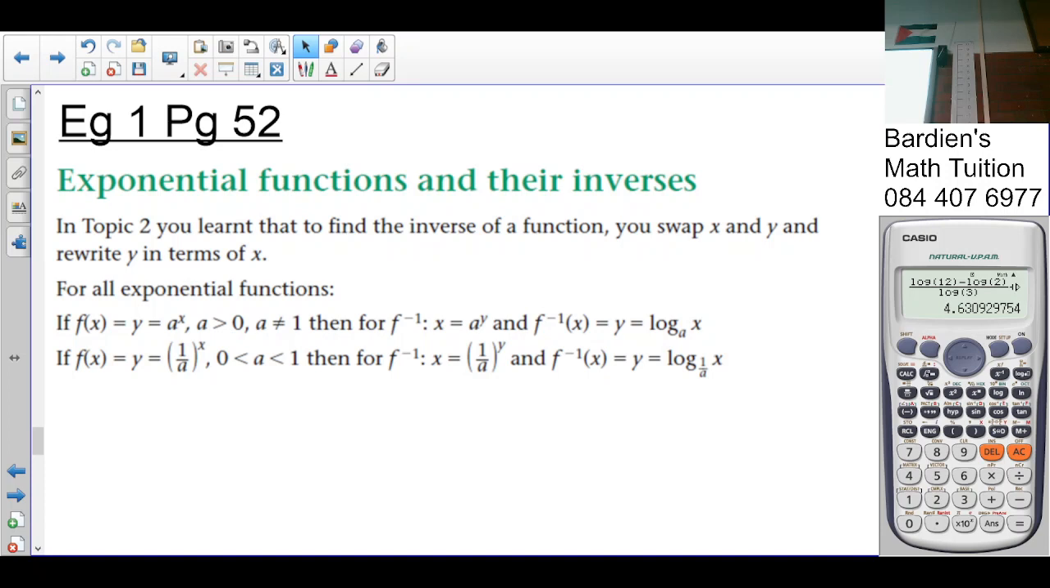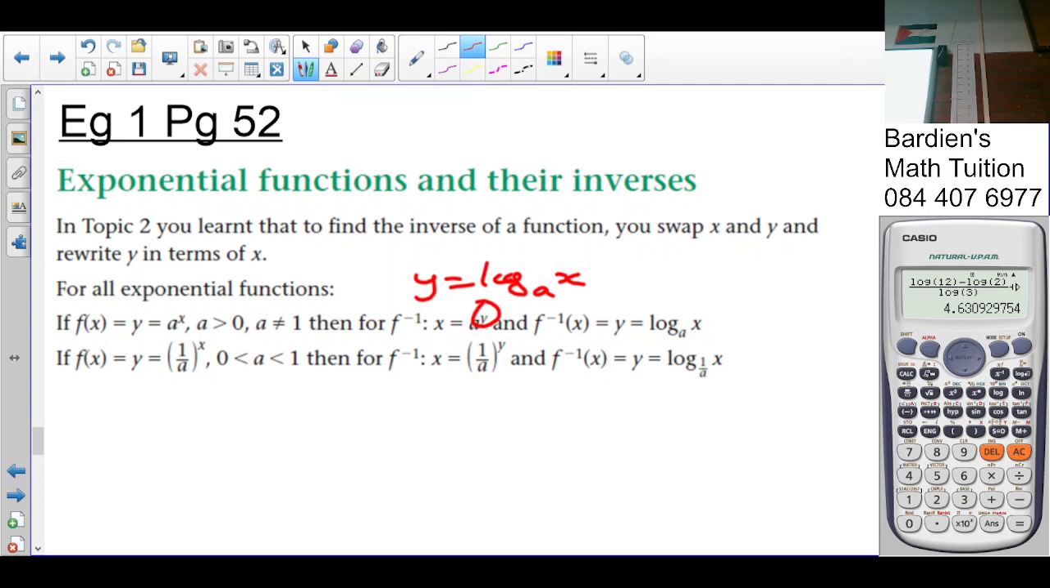For all exponential functions, if f of x is equal to a to the x, where a is greater than 0 and a is not equal to 1, then f to the minus 1 of x equals a to the y. And the inverse function of f is equal to y, which is equal to log x base a. As you know, we make that the subject of the formula. The base remains the base, so it's log x base a.